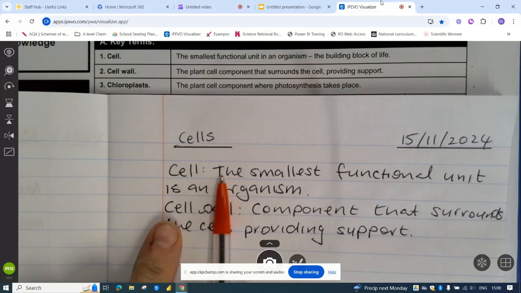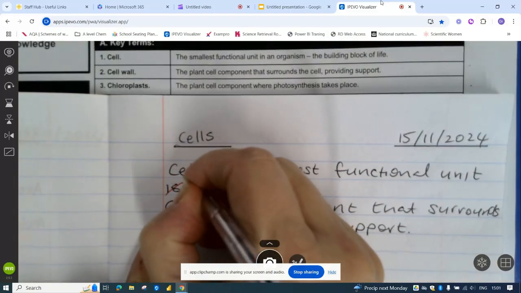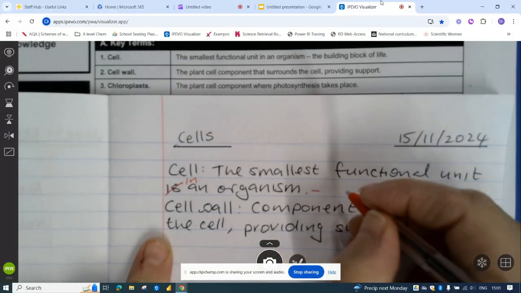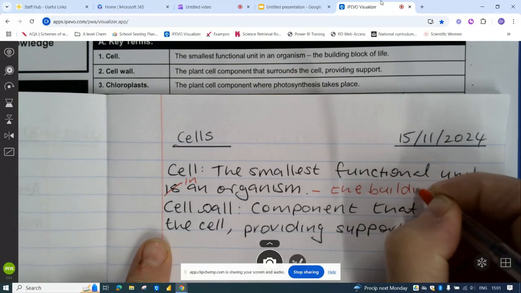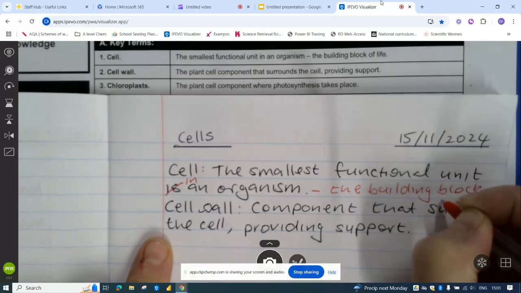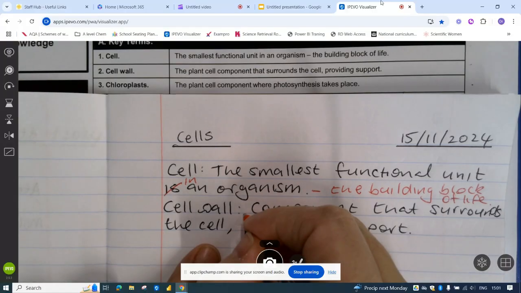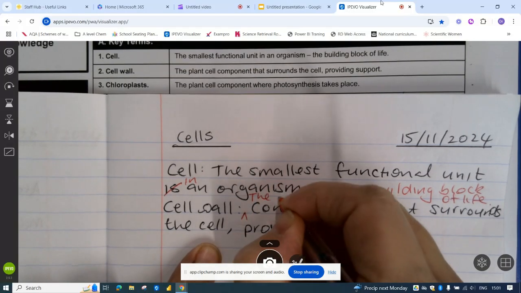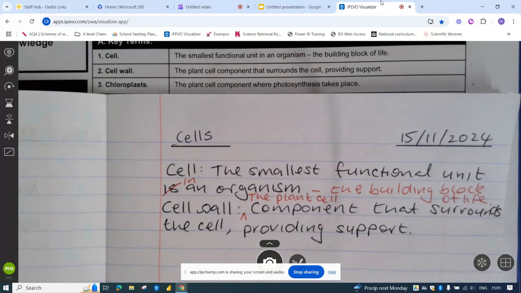So a cell, the smallest functional unit, I put, is in an organism, and then I've missed this bit here that says the building block of life. So let's add that. And let's read the definition for cell wall: the plant component that surrounds the cell, providing support. I've missed out that bit of information about it being in a plant cell, so the plant cell component. I've added that little bit of extra information.